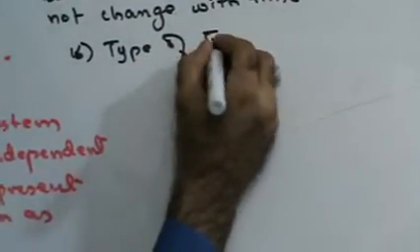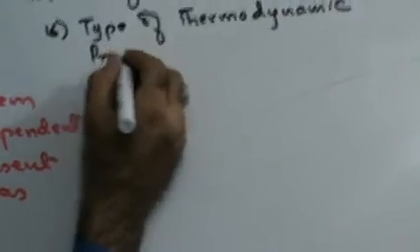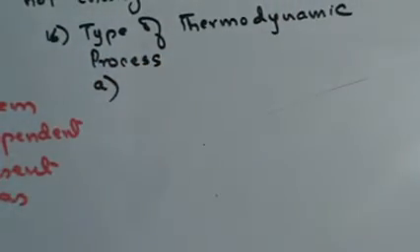Types of thermodynamic processes. In types of thermodynamic processes, you can have an isothermal process.